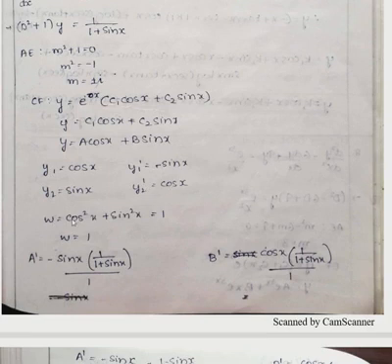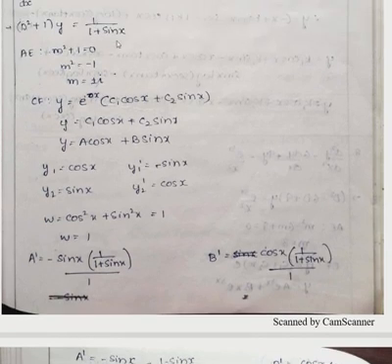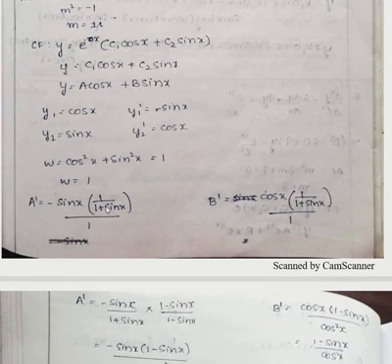Next W is equal to y1 into y2 dash minus y2 into y1 dash. Cos x into cos x is cos square x, minus here y2 into y1 dash, therefore sin x into minus sin x, which is minus sin square x. Minus of minus is plus sin square x, that is equal to 1, therefore W is equal to 1. Therefore A dash is equal to minus y2, which is minus sin x, into the RHS, therefore 1 divided by 1 plus sin x, divided by W, which is 1.